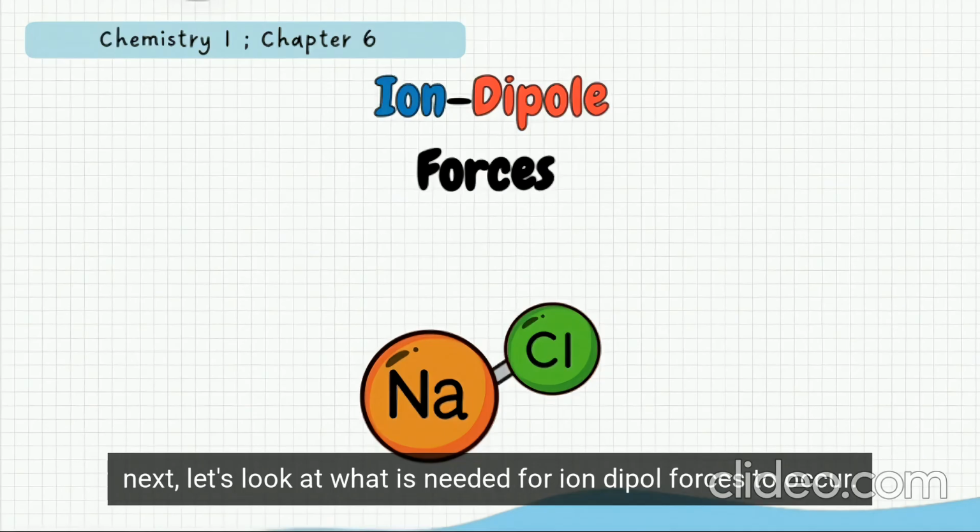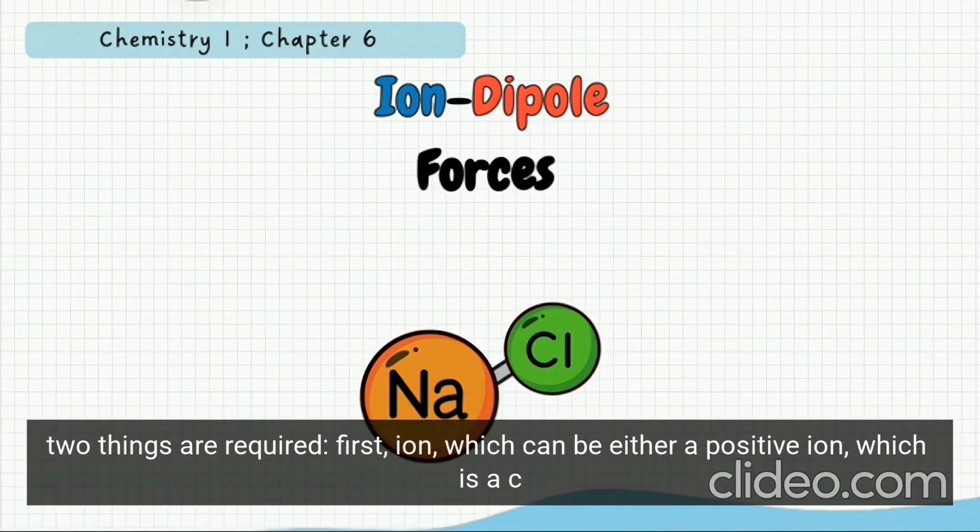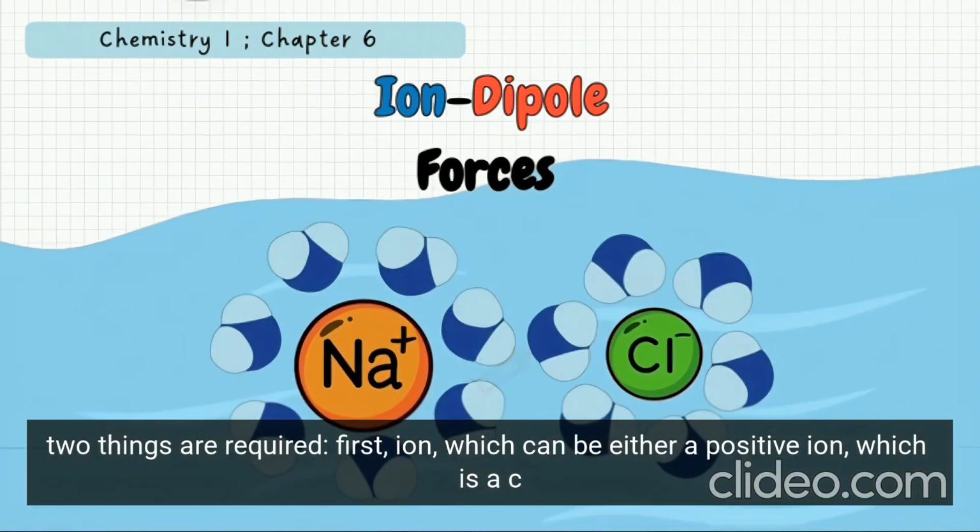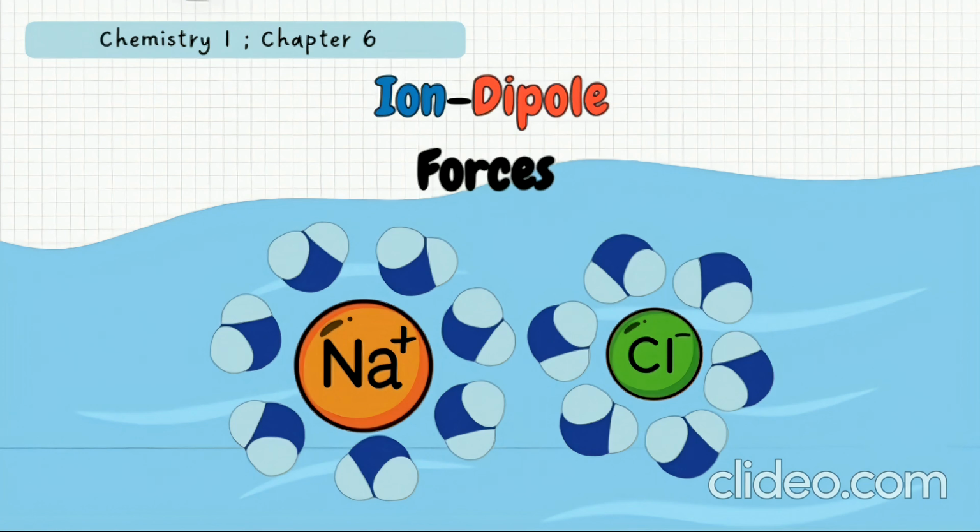Next, let's look at what is needed for ion dipole forces to occur. Two things are required. First, an ion, which can be either a positive ion, which is a cation, or a negative ion, which is an anion. Second, a polar molecule, which has a permanent dipole. If there is no polar molecule, then ion dipole forces cannot occur.